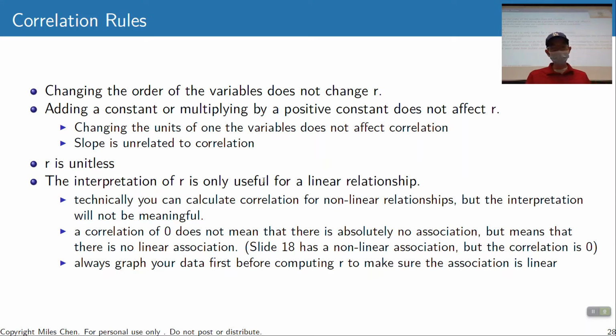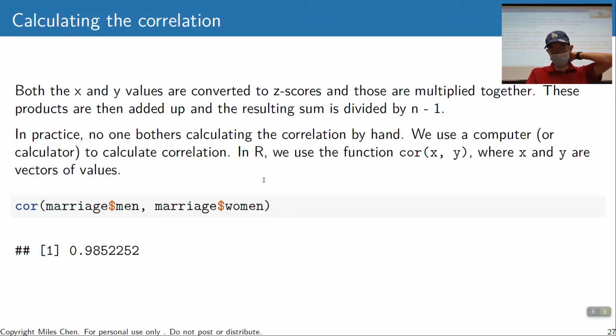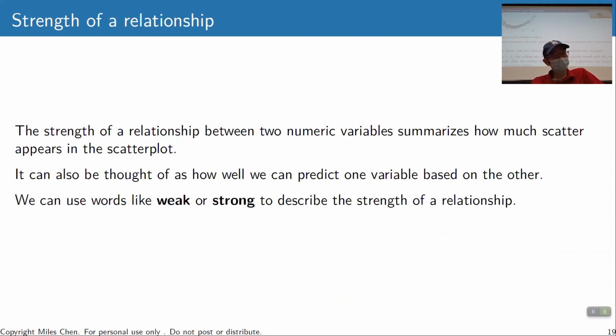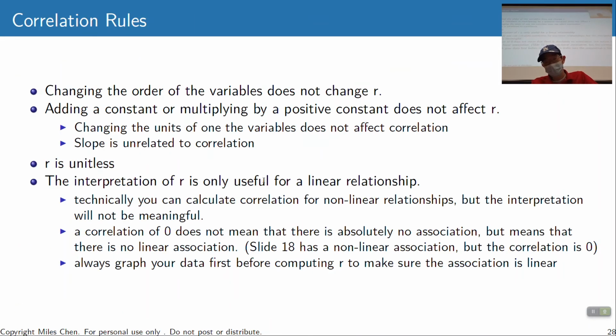Okay, so a correlation of 0 doesn't mean that there's no association, it just means that there's no linear association. So if I go back to this slide and I calculate the correlation here, the correlation here is 0. Correlation here is 0. Does that mean there's no relationship between x and y? Now, there is a relationship between x and y. It's just that this relationship is not linear, and the relationship is neither positive nor negative. So you're going to have a correlation that is 0, but it doesn't mean that there's no relationship.